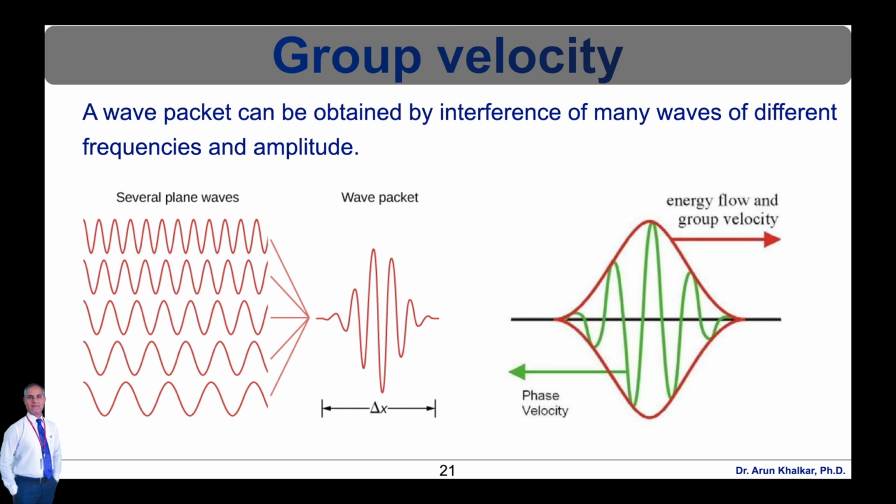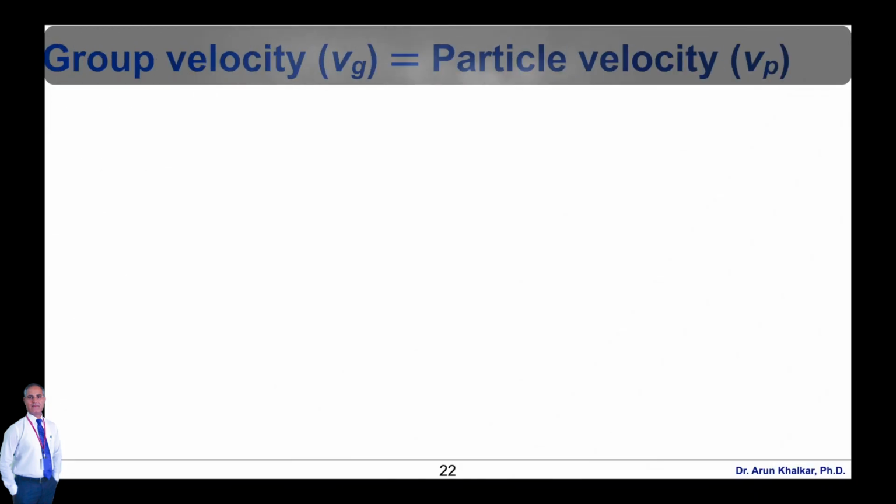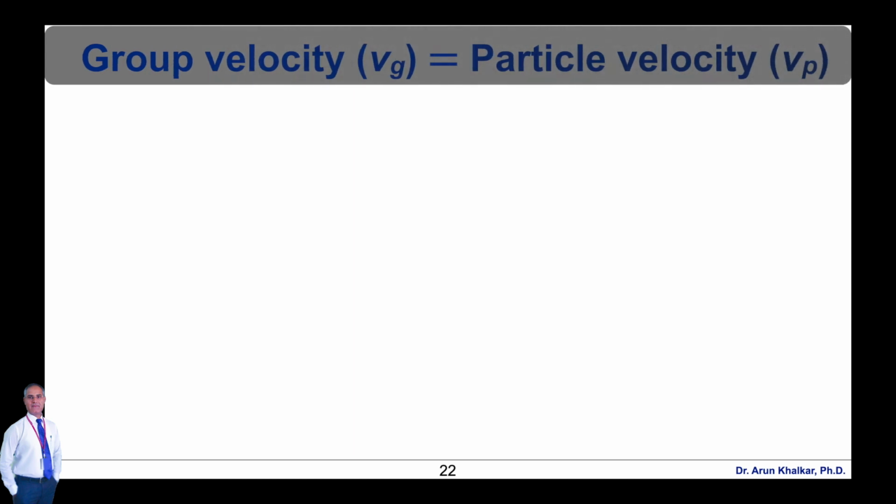A wave packet can be obtained by interference of many waves of different frequencies and amplitude near the vicinity of the particle. So we will get the high amplitude. Amplitude is attenuated away from the particle. It can be shown that group velocity is equal to the particle velocity. Now let's see how group velocity Vg is equal to particle velocity Vp.